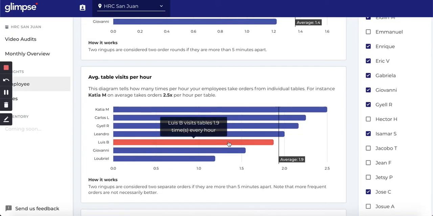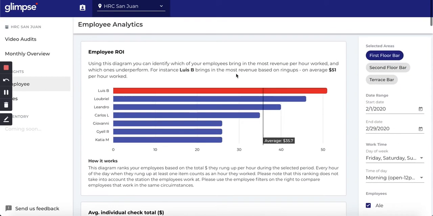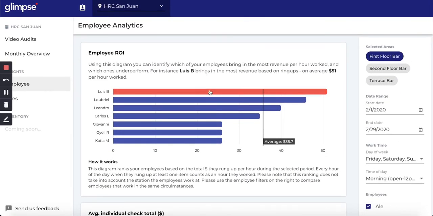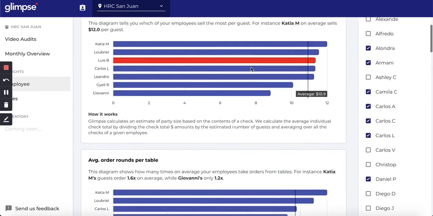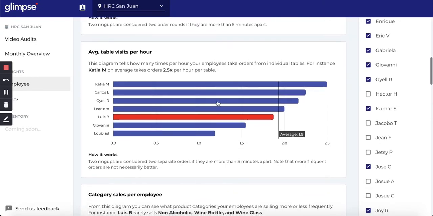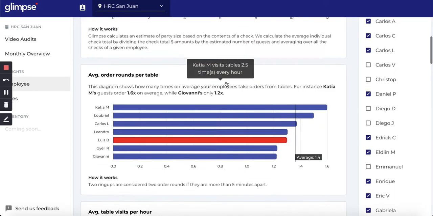And Luis, again, that was actually bringing in the most revenue per hour, as we could see in the first chart. Luis is visiting his tables about 1.9 times per hour. This is also well understood: Luis is visiting his tables less on an hourly basis, but he's actually selling more per hour. So if we go back to the top, as we could see earlier, Luis is generating about $51 per hour by visiting his tables less than Katya, for instance.